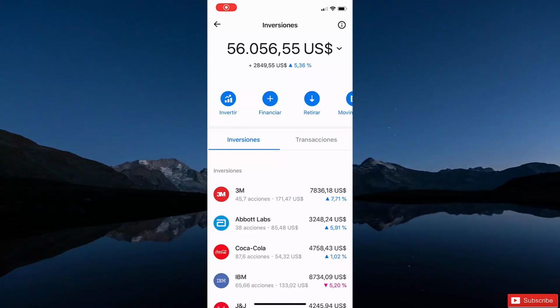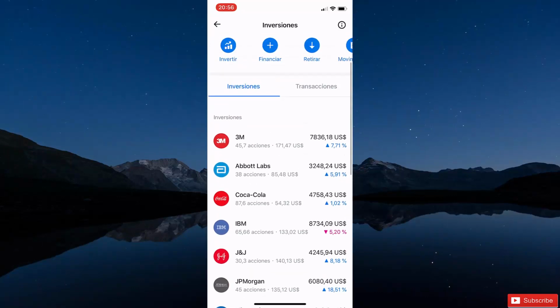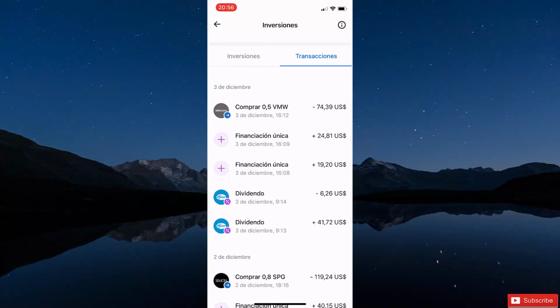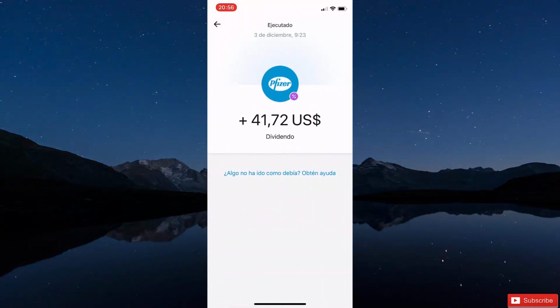So I'm here right now in my portfolio in Revolut. As I said in my first episode of this YouTube channel, I have my portfolio split across two brokers. One is Revolut trading app, and the other is ING Spain. Okay, so this is just part of my portfolio. So as you can see, the portfolio is up here in Revolut 5.36%. And if I go here to transactions, okay, I can see here that I received a dividend of $41, okay, for Pfizer, right here.